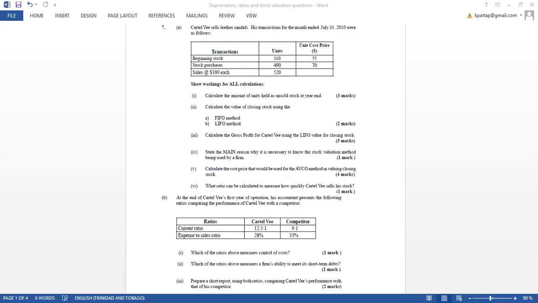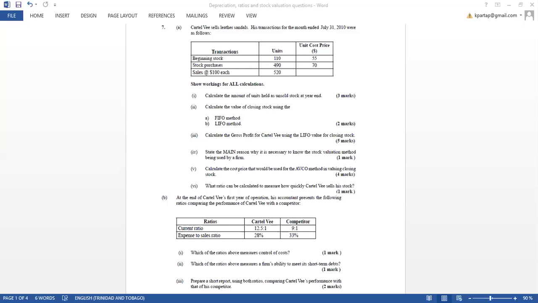77 from Daniel. Do you all agree with 77? Anybody else? Do you all agree with 77? Okay, so let's work this out.